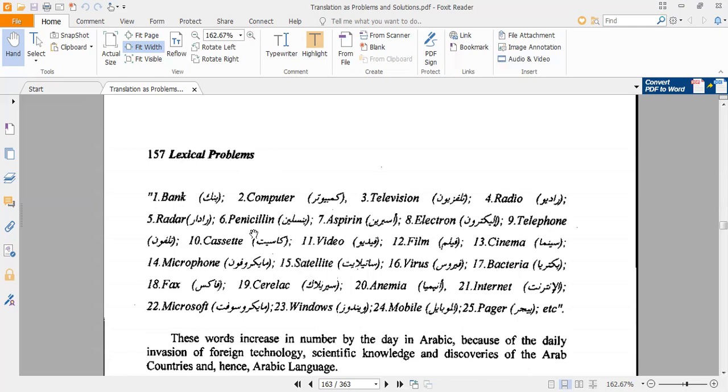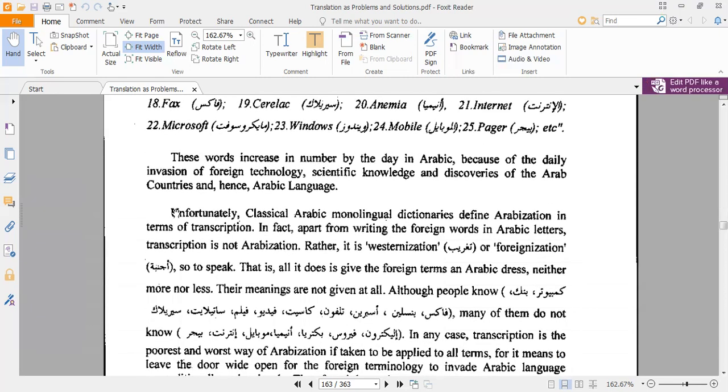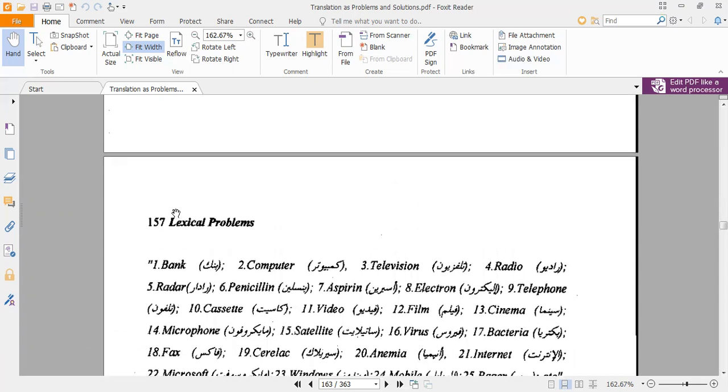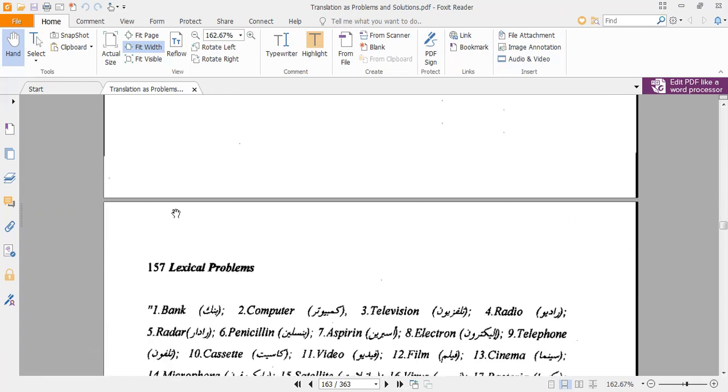For example, bank. In Arabic, we write it as "bank" as it is, identical. We write the identical pronunciation of English using Arabic alphabets. Computer, we write it "computer" as it is. Television, radio, cassette, as you see, we write them as we pronounce them, without any changes. Internet, as you see. All of these examples are examples of transcription, or الرسم اللفظي or النسخ الصوتي.